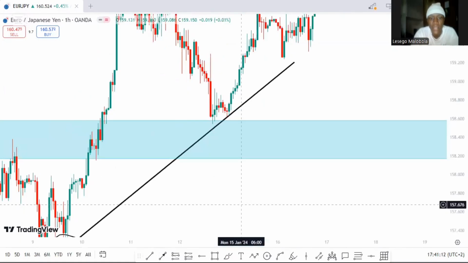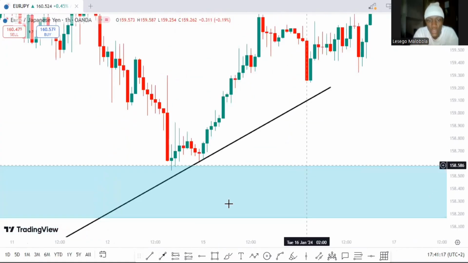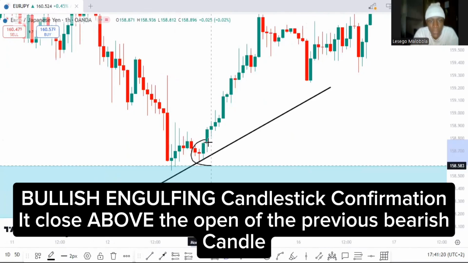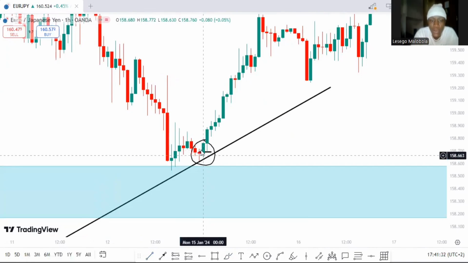we can see, okay, do we have a rejection candlestick? Do we have a reversal candlestick? Obviously we do. We have an engulfing bar candlestick. Why do we say that? Because we can simply see that we have a bearish candlestick which was engulfed by the bullish candlestick. Because it closed above the open of this bearish candlestick. You understand me? So it engulfed and closed above.